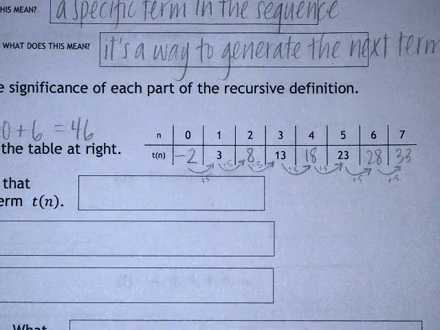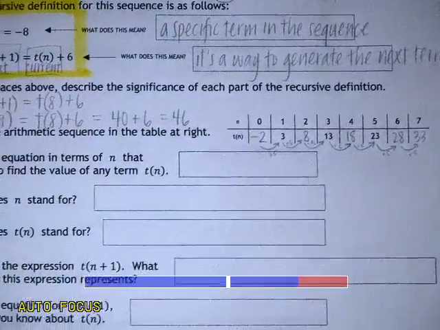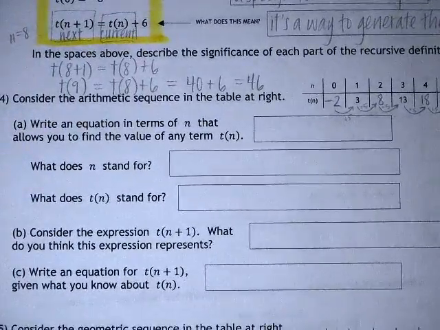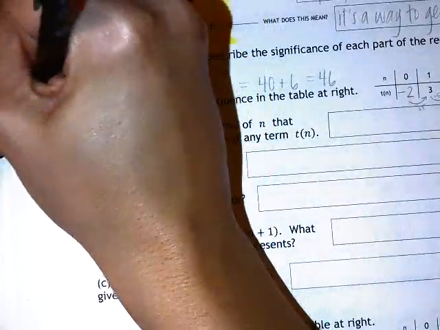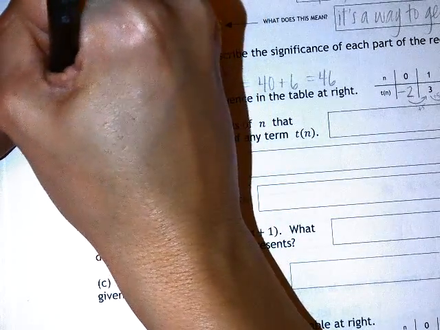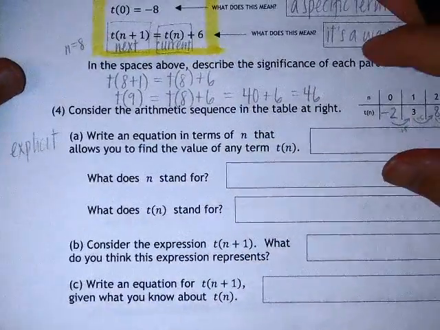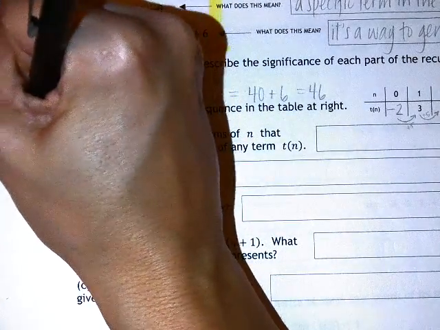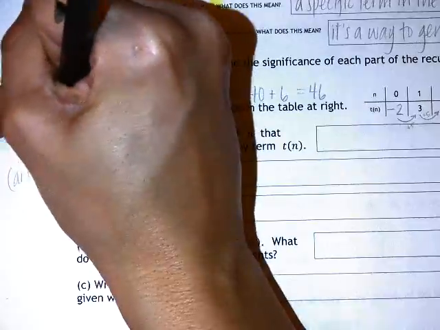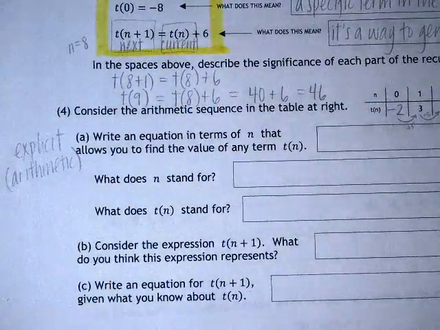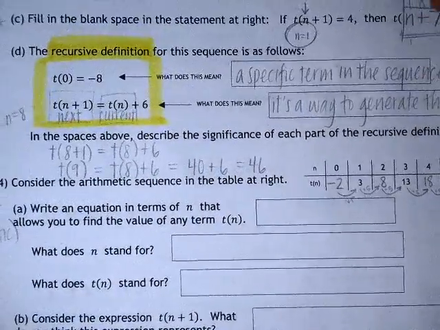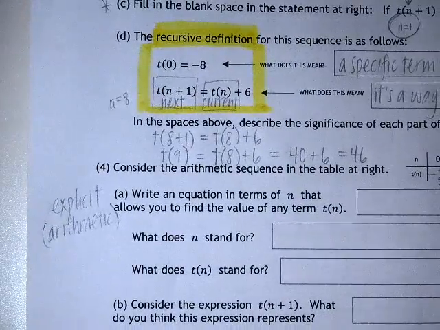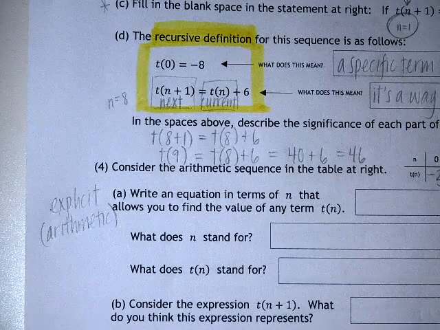So in question letter A, it says write an equation in terms of n that allows you to find the value of any term t of n. That's just a fancy way of saying write what we call an explicit equation. An explicit equation is what we've been calling just an arithmetic equation. And if you forgot what to do to write an arithmetic equation, it may be helpful to go back to your notes. You probably have some notes.